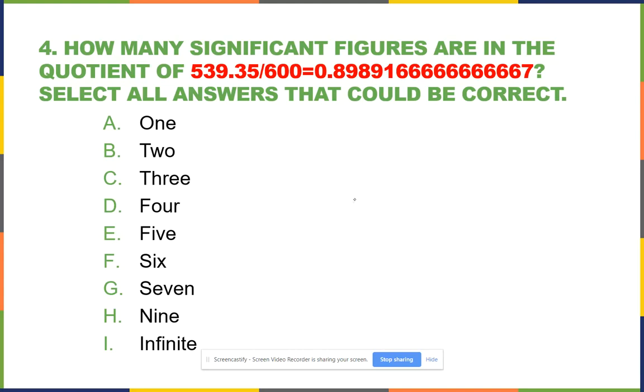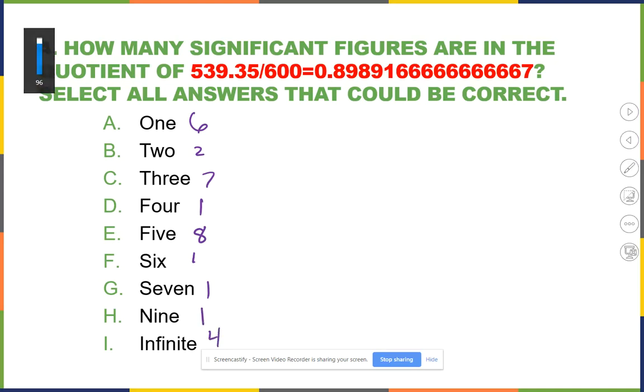So we have 6 people said 1, 2 people said 2, 7 people said 3, 1 person said 4, 8 people said 5, 1 person said 6, 1 person said 7, 1 person said 9, and 4 people said infinity. Once again, you can see significant figures is something that you will need to review for the exam because clearly we don't have a consensus. We do have a simple majority on 3 and 5.